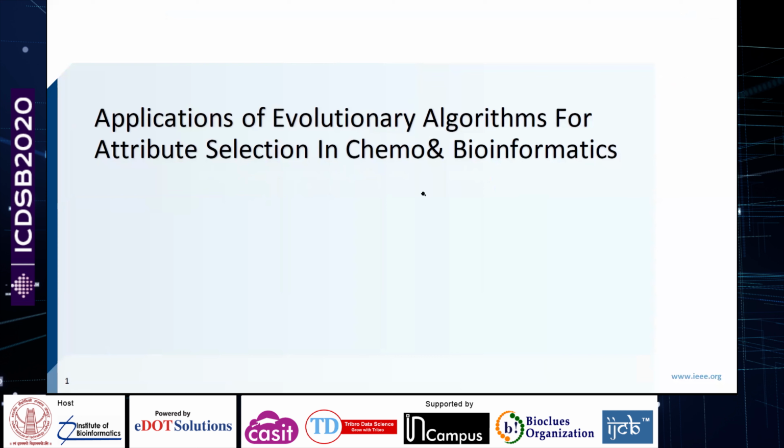Today I'm going to talk on applications of evolutionary algorithms for attribute selection. Attribute selection is very important in chemo and bioinformatics. Feature representation and feature selection is important in protein function identification. We can represent protein functions, the protein sequences and structures in various types of attributes. Multiple types of attributes with varying numbers in magnitude can be extracted. Only some of these features or attributes will be correlating to the particular function identification problem.